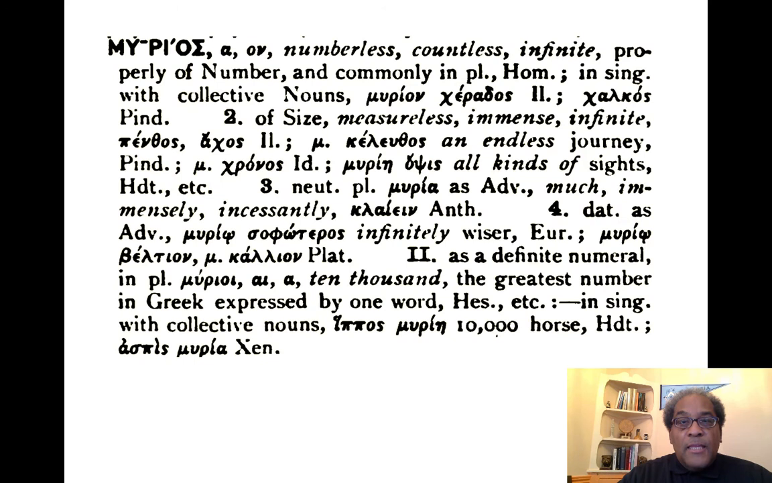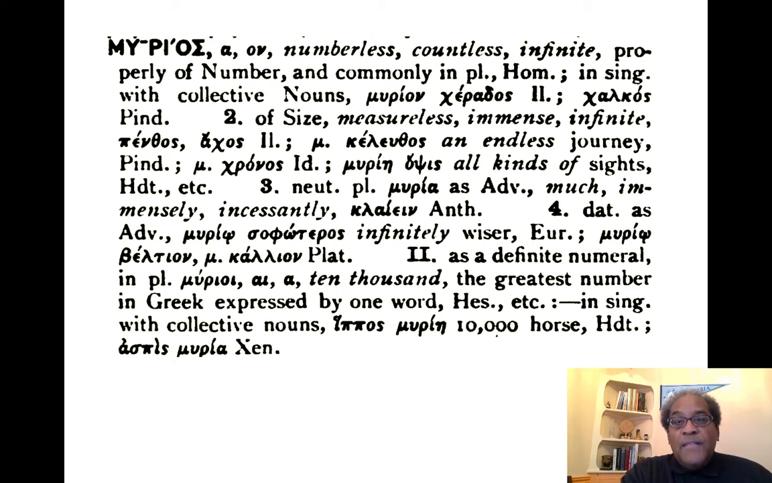But let's take a look at the dictionary entry for murios, muria, murion. Generally, it means most commonly simply numberless or countless or infinite. Properly of number and commonly in the plural. You find that in Homer. And in the singular, as we've seen, with collective nouns. So, murion kerados. What's a kerados? I forget. I apologize. So, murion kalikos, 1,000 or 10,000 shields, probably. Remember, we saw that kalikos can be used for all types of instruments.